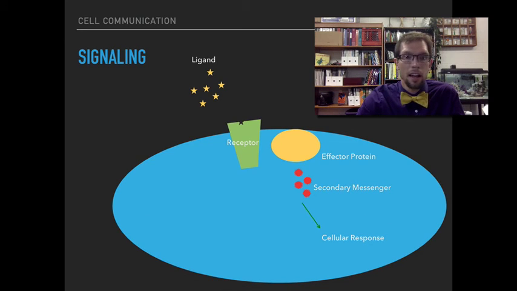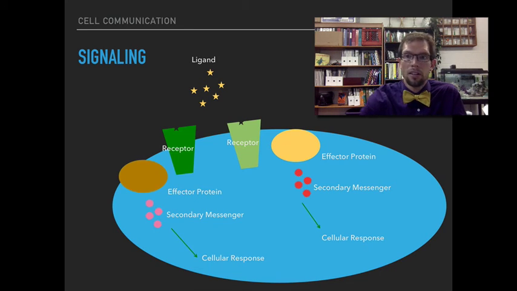Now signaling, when we look at that, one of the things that can happen is that the same signal can produce different responses. So you have this ligand right here that's responding in this one cell to give this particular cellular response. Maybe it's contraction or something else. It can also act through different receptors, different effector proteins, which would produce different second messengers. All of this could lead to a different cellular response.